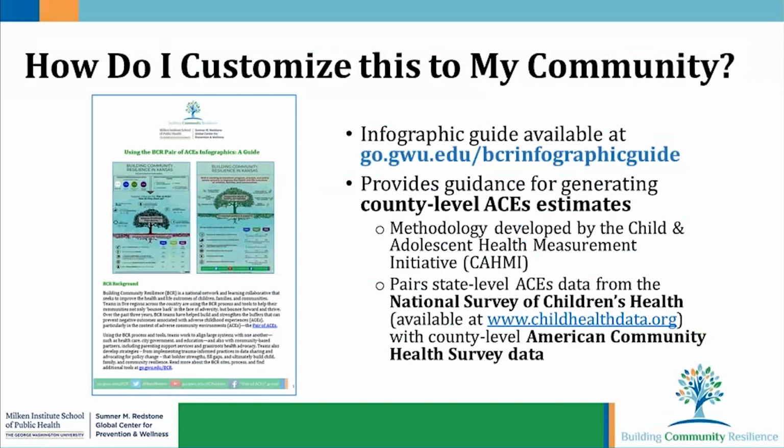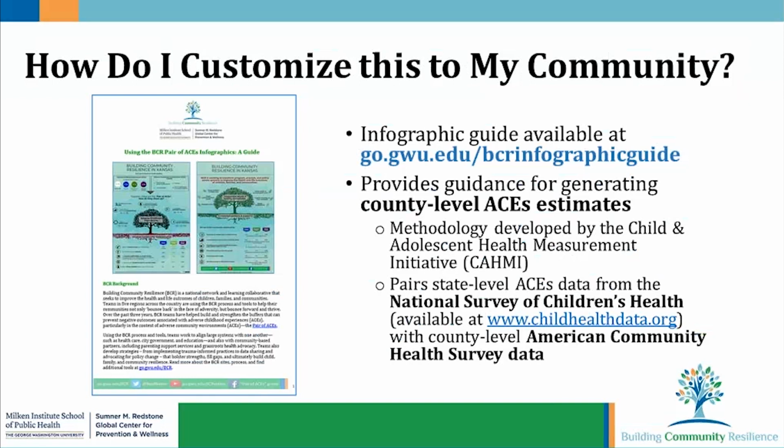In the guide, you'll find an overview of how the infographic has been used among different audiences, but more importantly, you'll find state and county level data sources for each one of the data points in the infographic. In particular, we've tried to highlight interactive, user-friendly data sources such as County Health Rankings or Community Commons, as opposed to raw data sources. The guide also points you in the direction of the methodology which was used to generate county-level ACEs estimates on side 1 of the infographic.